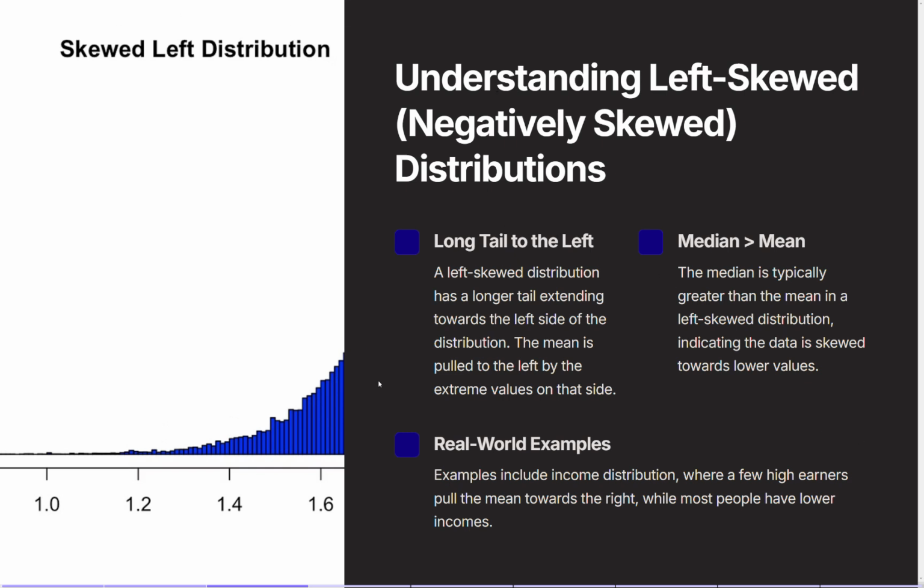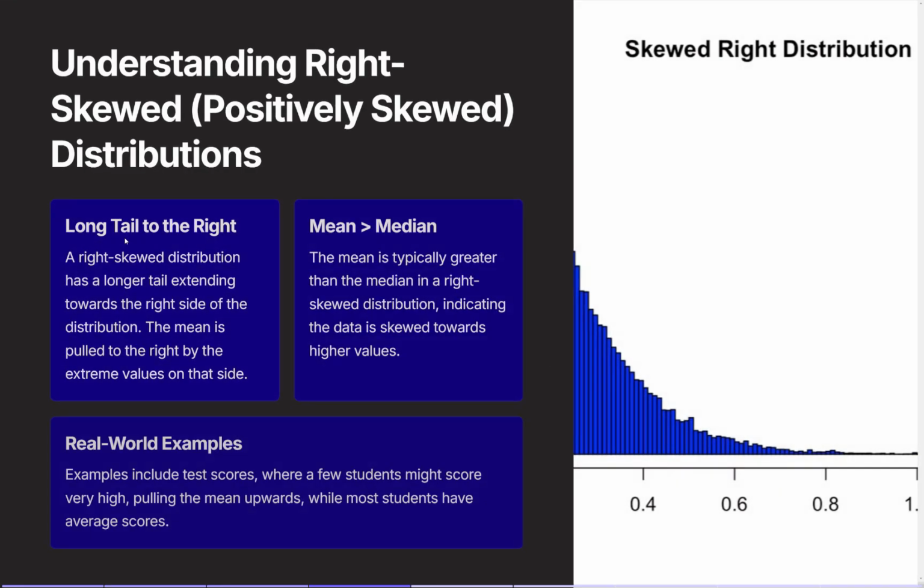So here's a real world example. Examples include income distribution, where a few high earners pull the mean towards the right, while most people have lower incomes, as in other parts of countries that are not that high earning. So that's about it for the negatively skewed.